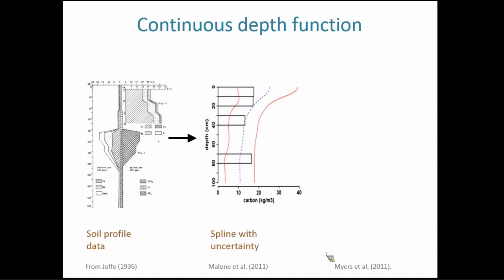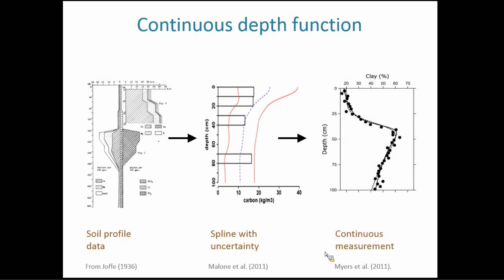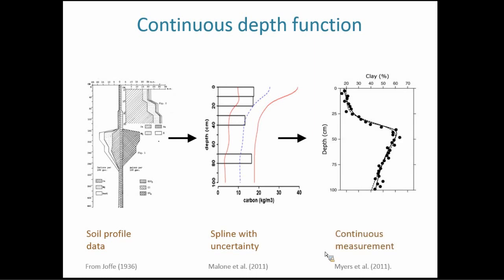So this is the spline data, and then there's some uncertainty, to something where we can say we have a continuous measurement across the profile. And that continuous measurement, we can then draw a line for it, because we have essentially measuring points every, whatever, centimeter or half an inch or something similar.